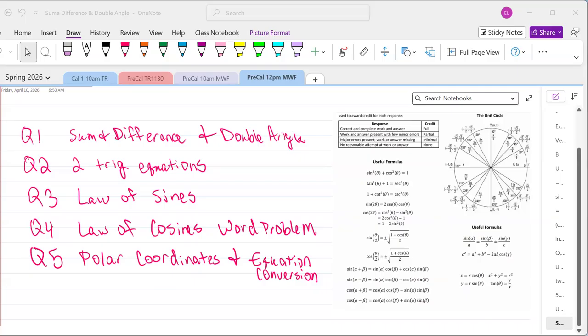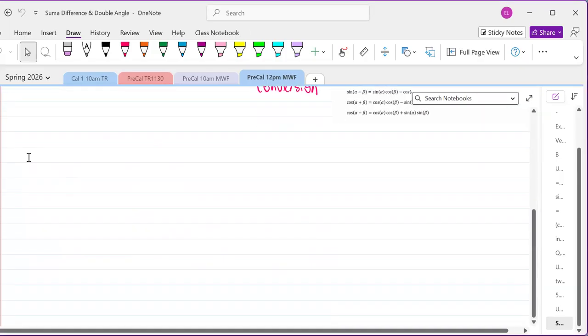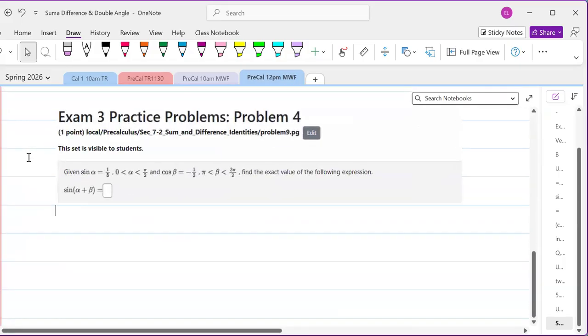So which question would you guys like to start with? All right, so double angle in the first one. So I'm going to pull exam practice problem 4, because this is the closest format to the way the first question is going to look. It won't be a quadrant 1 angle on the test, but we'll have this kind of setup.